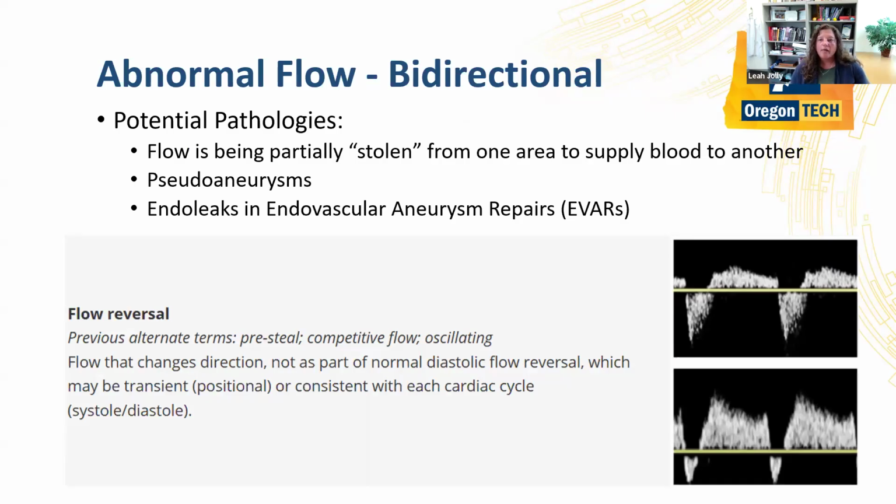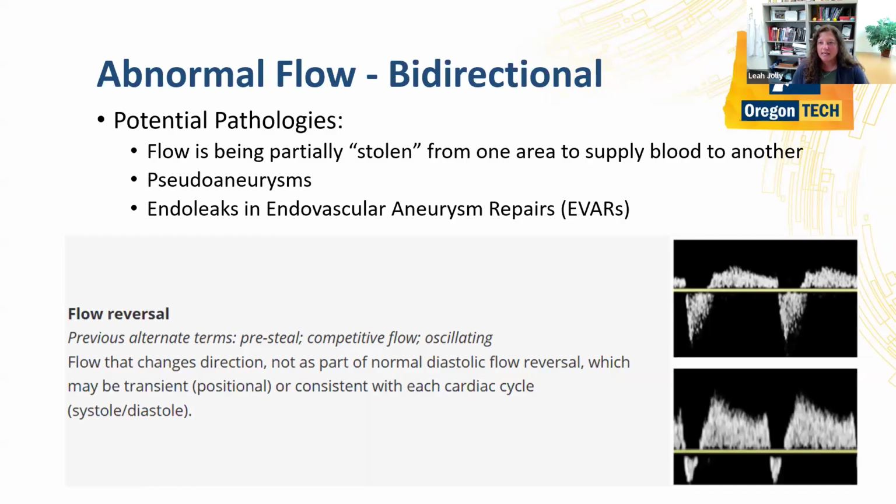So other abnormal flow, bidirectional. I kind of showed one of those earlier, but this can mean a few different things depending on where you are and what you're looking at. So in these particular waveforms, flow is being partially stolen from one area to supply blood to another. So it tries to go forward, but then it goes backwards and forward and backwards. So we have different vascular beds competing for the same flow.